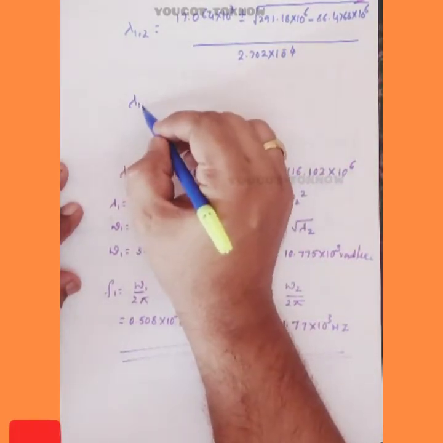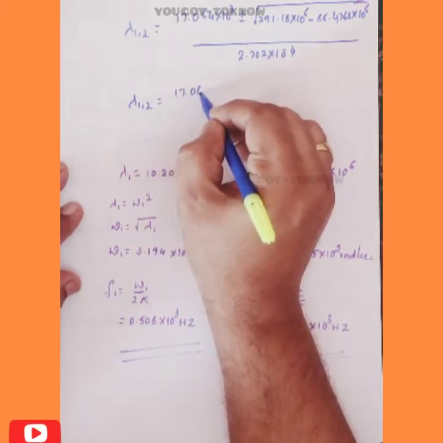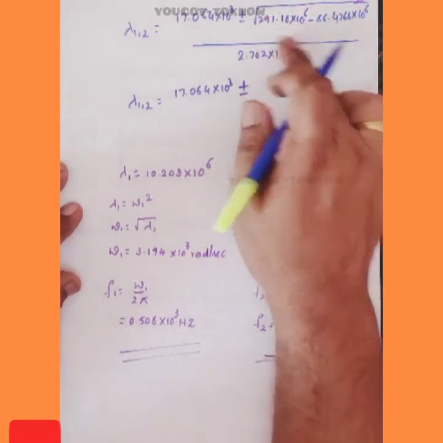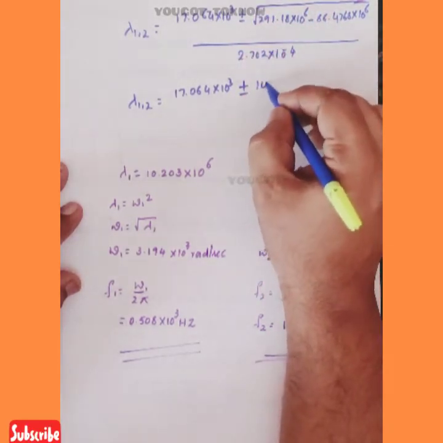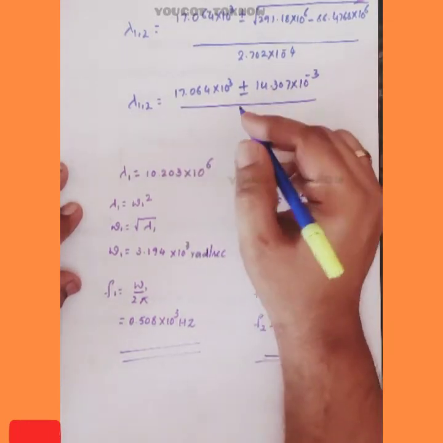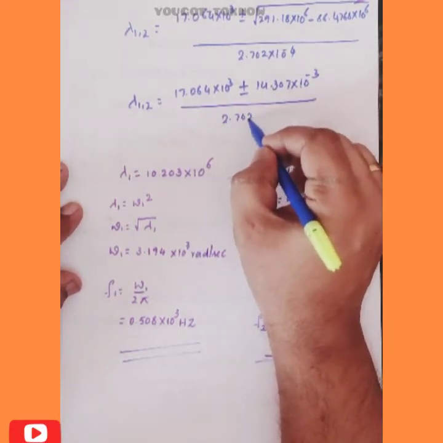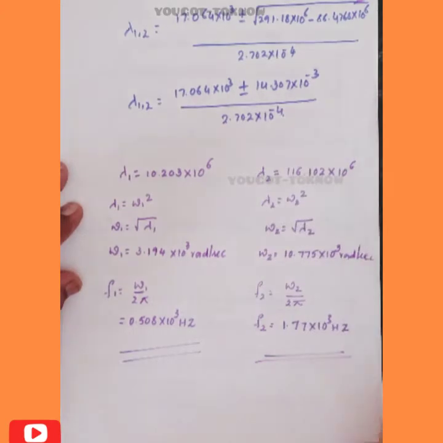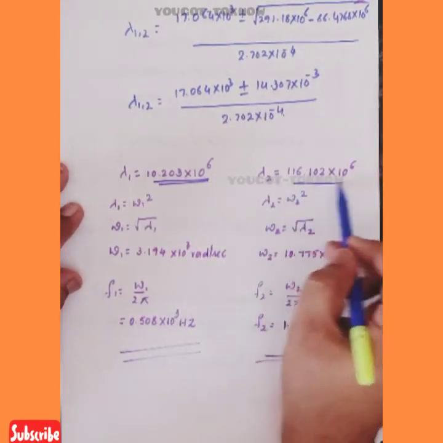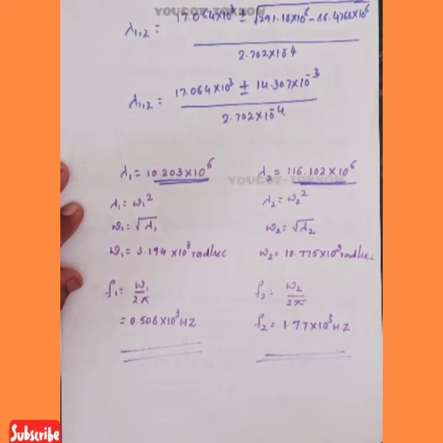This will be lambda 1, 2 equal to 17.064 into 10 power 3 plus or minus. If you solve this, you are going to get the value 14.307 into 10 power minus 3 divided by 2.702 into 10 power minus 4. Now here you are going to get two values. One is lambda 1 equals 10.203 into 10 power 6, and the other is 116.102 into 10 power 6.